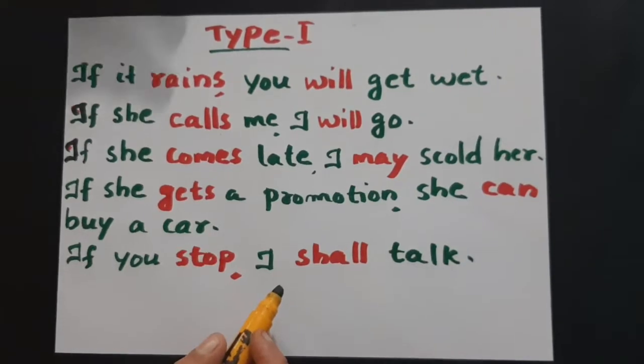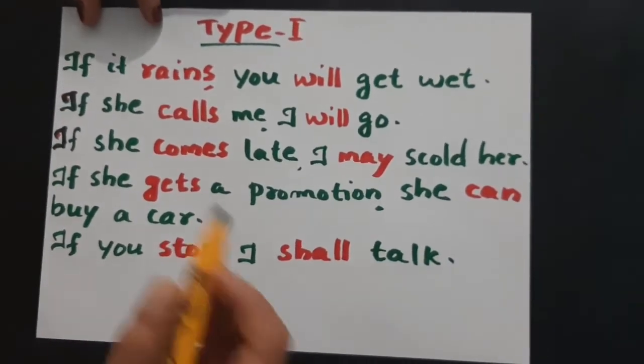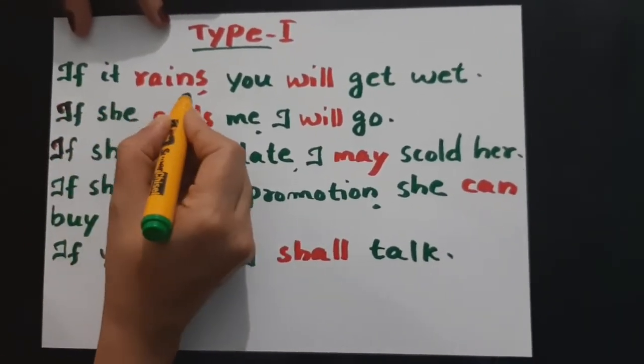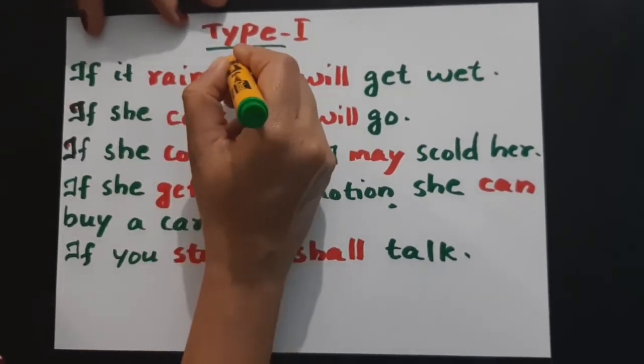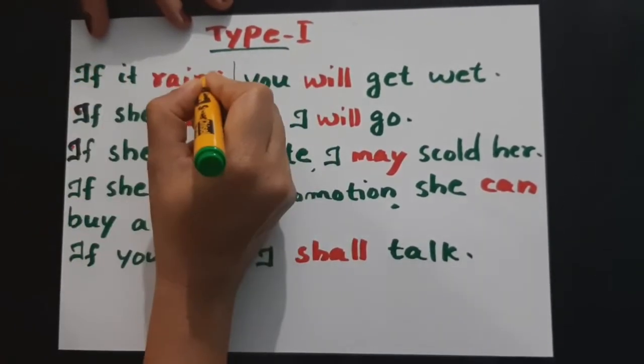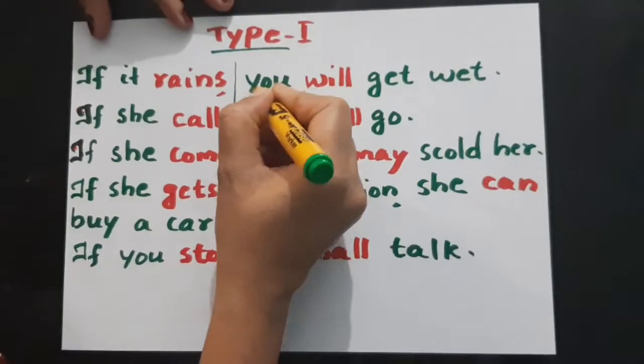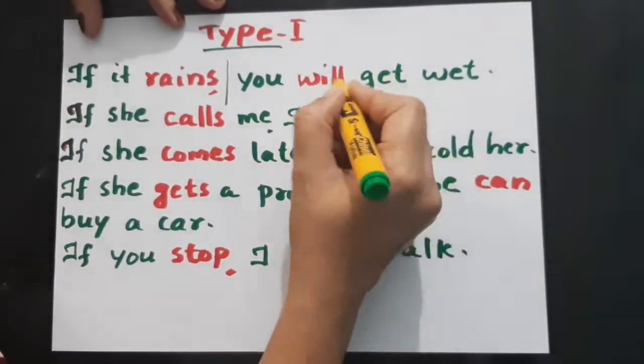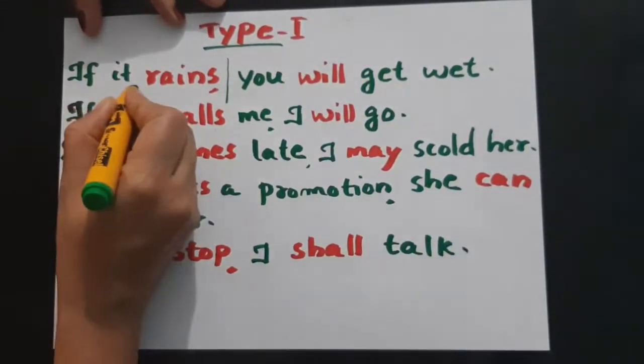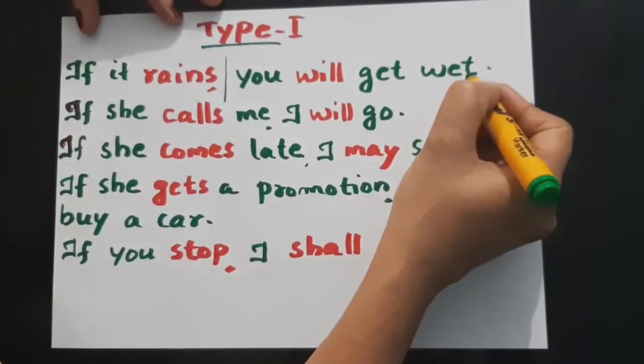Now let's come to the structure of the sentence. If it rains, that is the if clause. And the main clause, you will get wet, is the result clause. This is the if clause, this is the result clause.